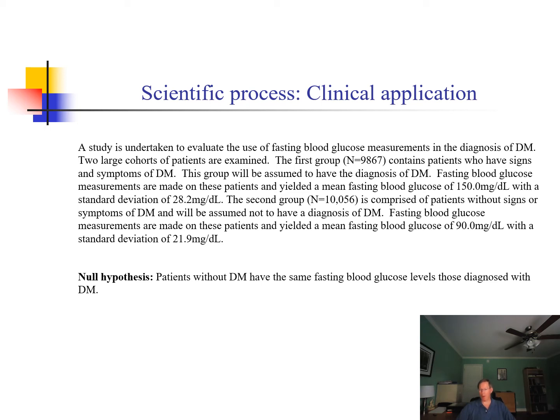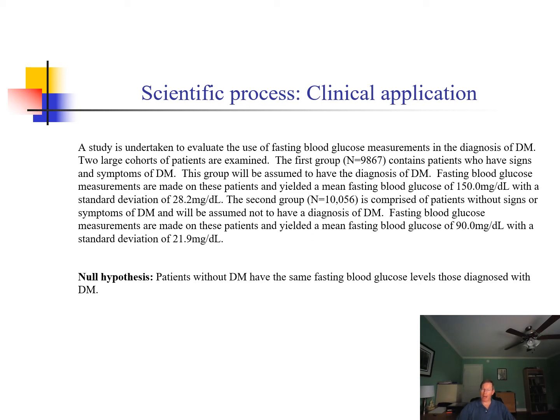The second group, also about 10,000 patients, is made up of patients who do not have signs or symptoms of diabetes mellitus, and we will assume that they do not have a diagnosis of this diabetes mellitus. Their fasting blood glucose measurements average 90 milligrams per deciliter with a standard deviation of 21.9.